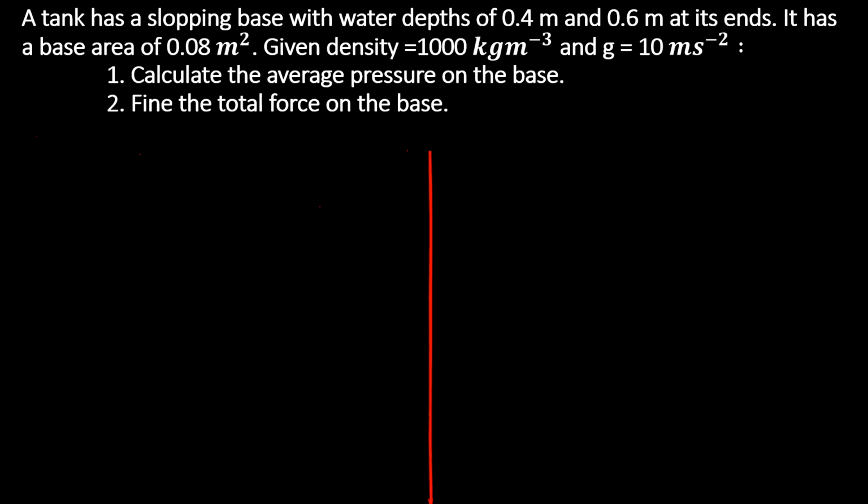A tank has a sloping base with water depth of 0.4 meters and 0.6 meters at its ends. It has a base area of 0.08 meters squared. Given density to be 1000 kg per meter cube and gravity, which is G, to be 10 meters per second squared. 1. Calculate the average pressure on the base. 2. Find the total force on the base.